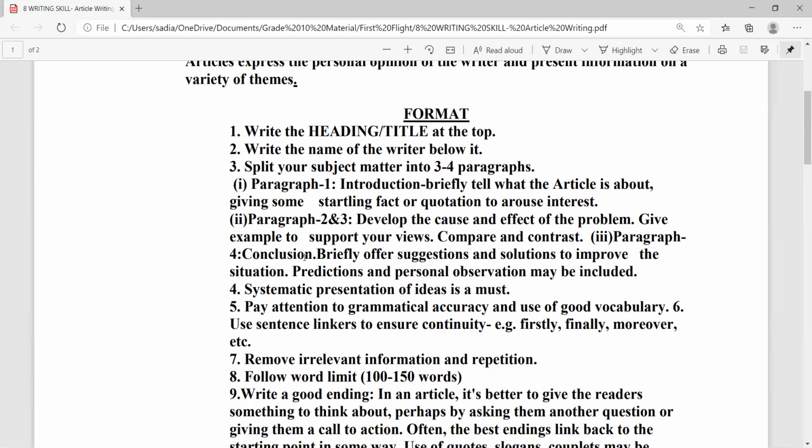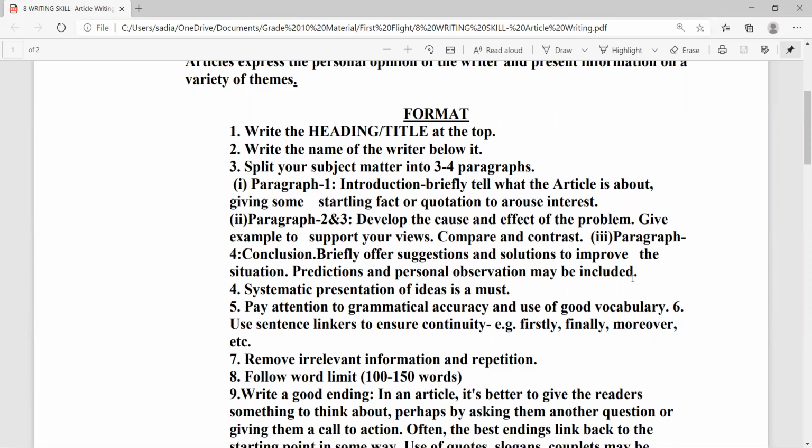For the paragraphs and the conclusion, that is to conclude or to sum up, transitional words have been shared with you. You may use those transitional words for the introductory paragraph, for the middle paragraph, to sum up, for instance, for giving examples, for example, and then to sum up or to conclude. These are the transitional words you may use in your writing. Predictions and personal observations may be included.